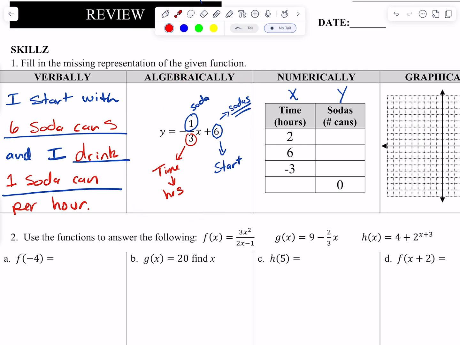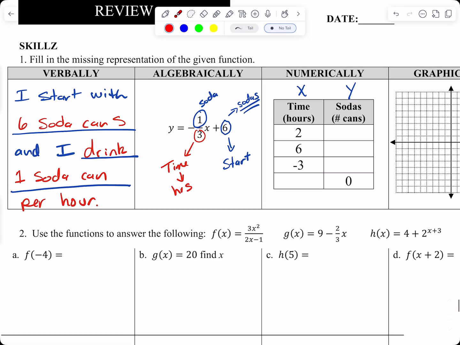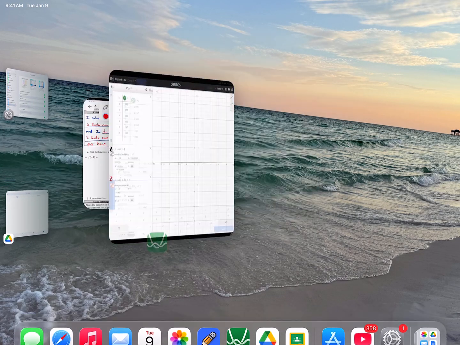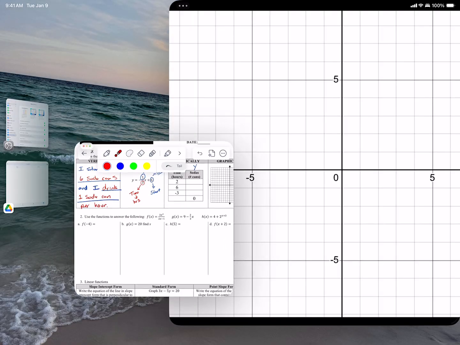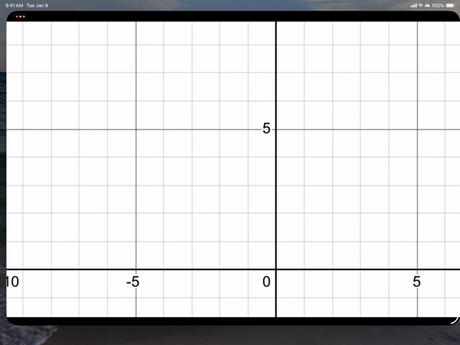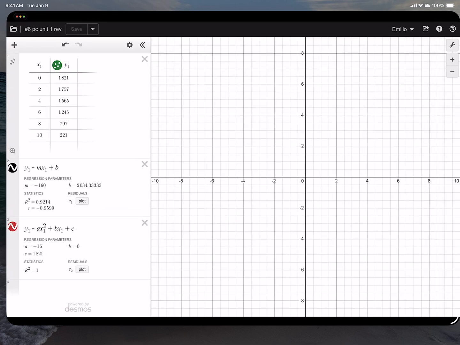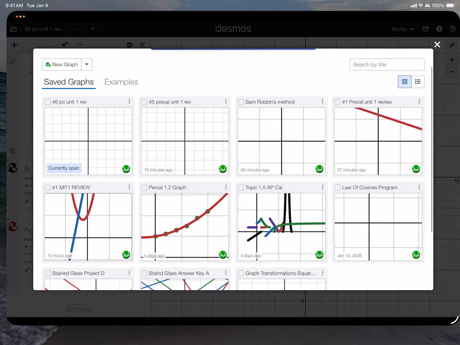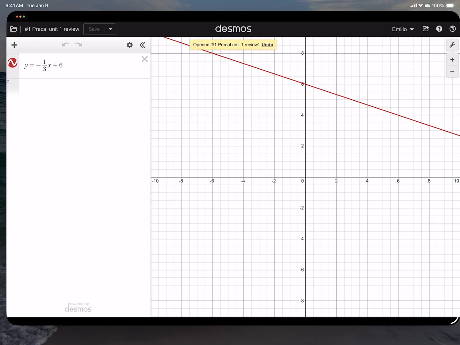Now, to fill in the table, you have a couple of options. You can take each of these X's, plug them in here and just calculate it. Because this is your Y, you would put this in place of Y, and then you can solve it. But you can also use Desmos. So I already have this graphed on Desmos. So let me go ahead and pop this up. Actually, let's make the Desmos bigger. All right. Here it is. Okay. So I already have it graphed.